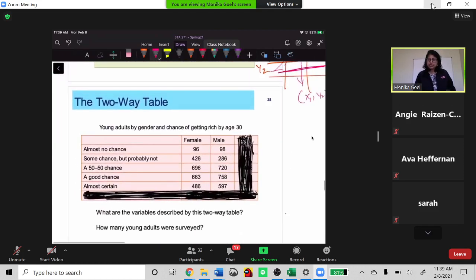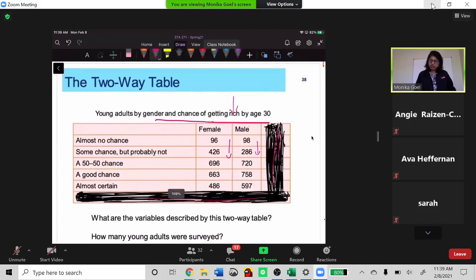So let's say this is a two-way table, and please exclude this messing up stuff because I want you to explain this part first before you see those numbers. So a two-way table is given to us. It says young adults by gender and chance of getting rich by age 30. I have two variables here. One is gender, young adults, and second is what are the chances of getting rich. Then we label them as female and male, right? So we have female count and we have male count here. So this is the two-way table that is provided to us.